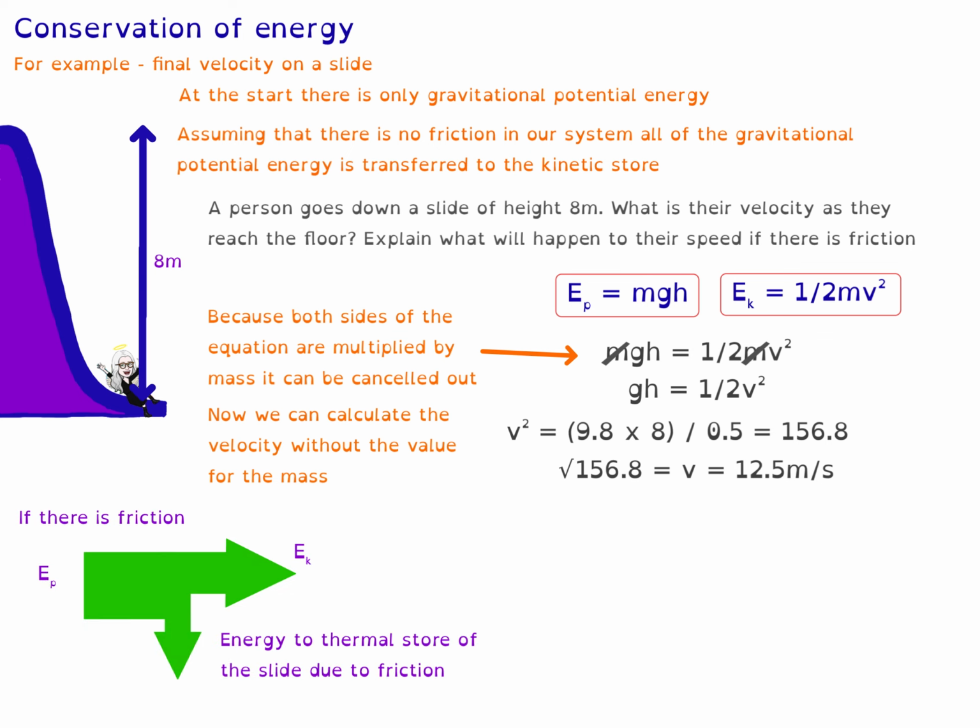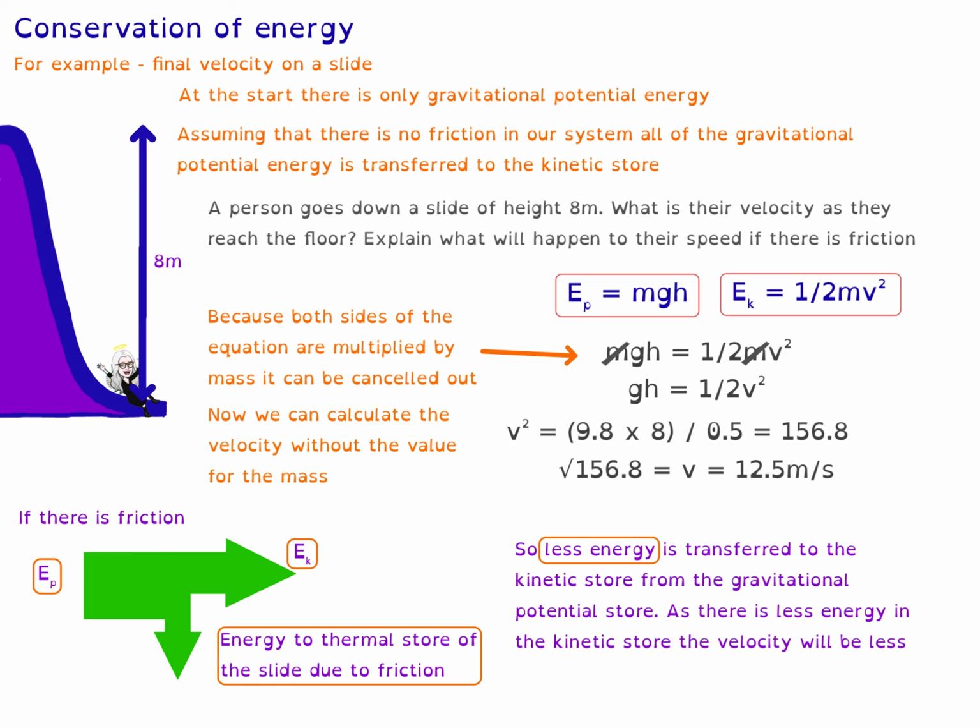If there is friction, not all of our gravitational potential energy is going to go into our kinetic energy store. Some of that energy is going to go to the thermal store of the slide due to friction. This means that less energy will be transferred into the kinetic store from the gravitational potential store. And as there's less energy in the kinetic store, then the velocity will also be less.